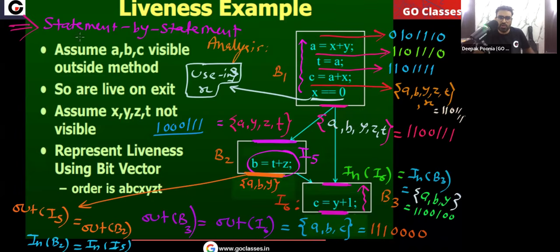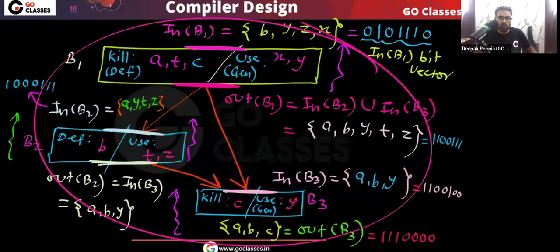This is how you can do it if you go statement by statement. And we have already seen how to do it when we go basic block by basic block. So this is the complete analysis. I hope you understood. Now let's move on.